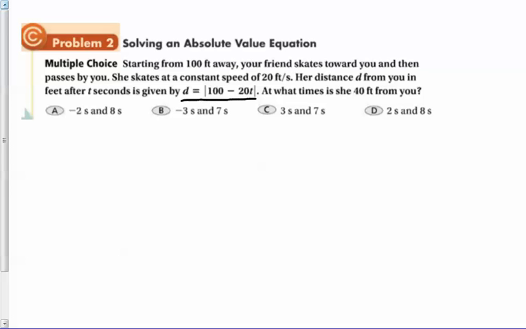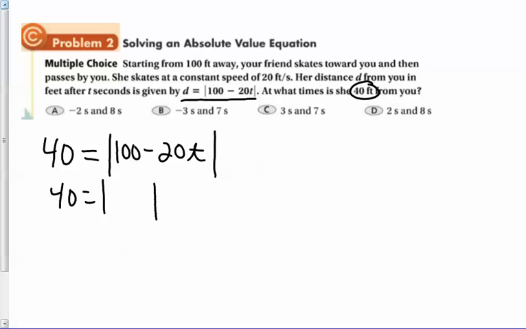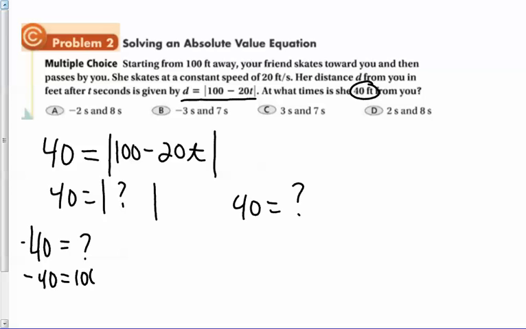So 40 feet, I'm going to circle that. The 40 feet goes in for the letter d. If I put 40 in for d, I get 40 equals the absolute value of 100 minus 20t. Think of the absolute value in here as some stuff. If 40 is equal to the absolute value of something, what are my two somethings? They are -40 or +40 equal to the stuff in there, and the question mark is taking the place of 100 minus 20t. So -40 is equal to 100 minus 20t, or 40 is equal to 100 minus 20t.